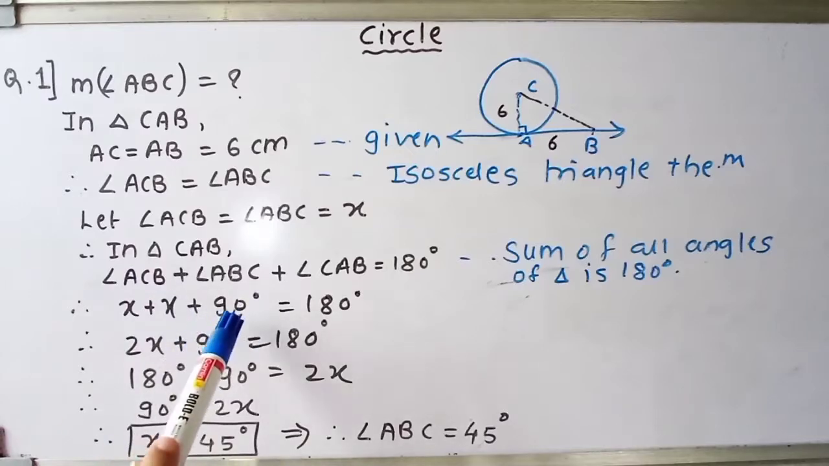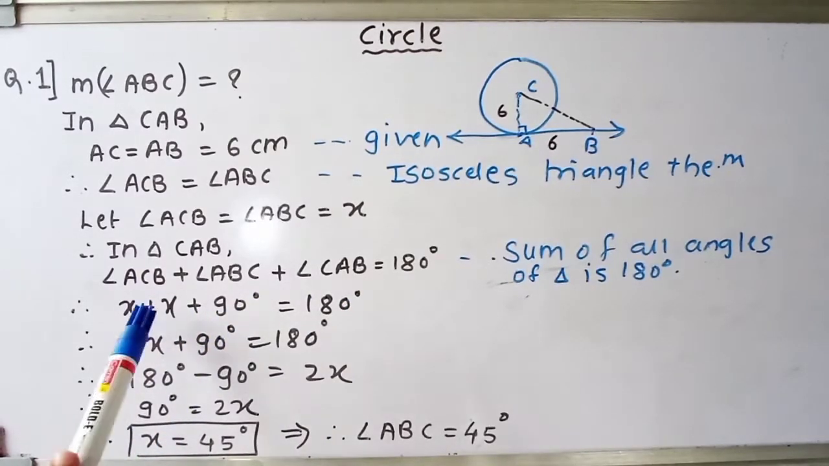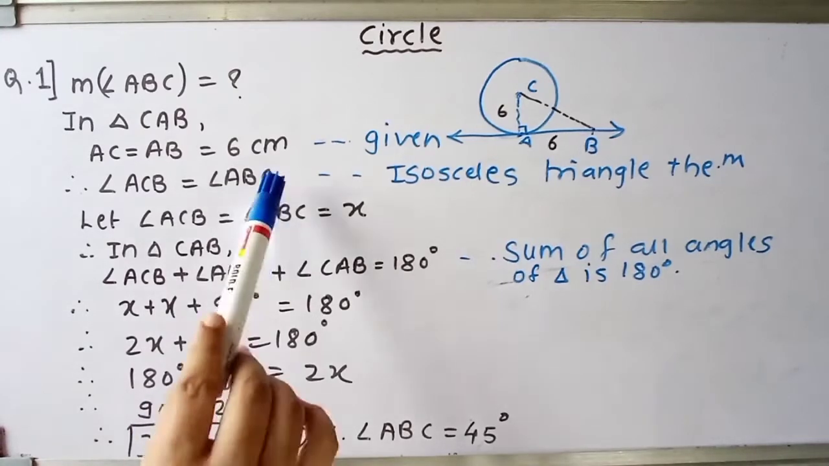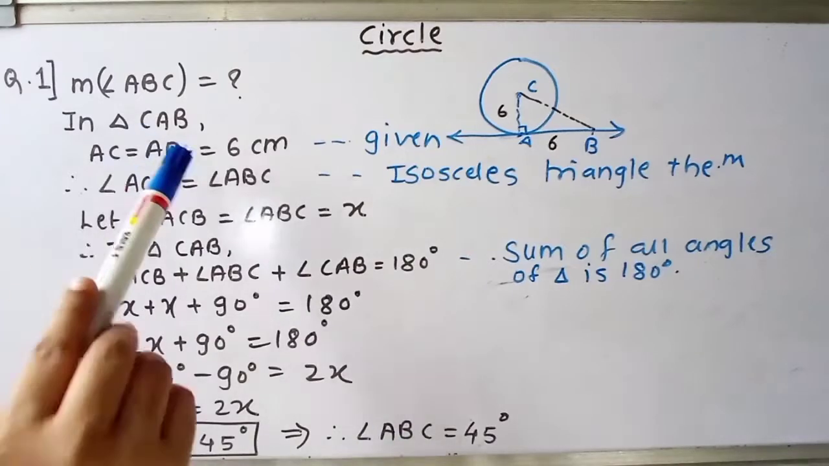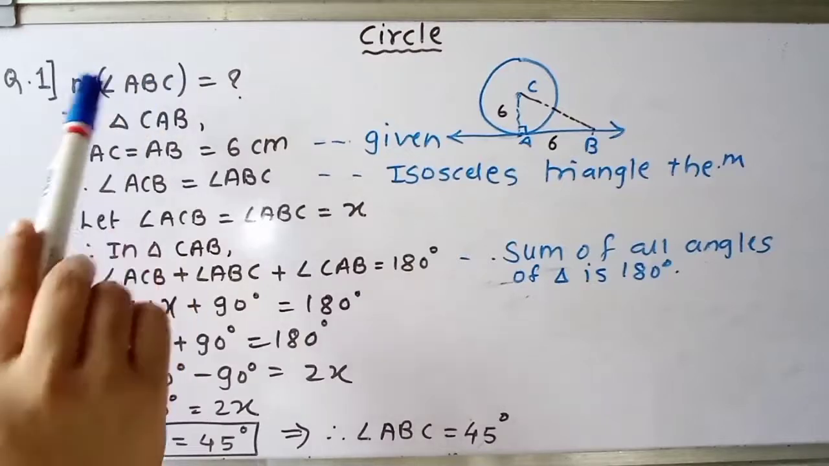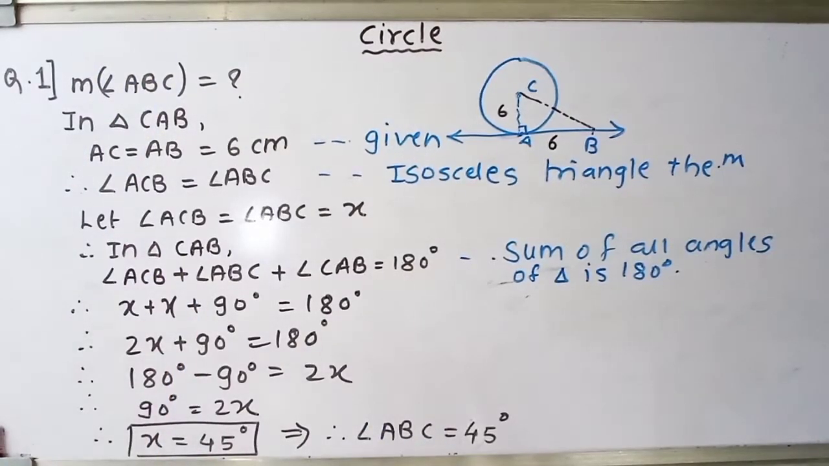We already know CAB is 90 degrees, so put the values. x plus x plus 90 degrees is equal to 180 degrees, that is 2x plus 90 degrees is equal to 180 degrees. Yes or no? Now subtract 90 from 180. You will get 90 degrees is equal to 2x. So x is equal to 90 by 2, that is 45 degrees. Therefore angle ABC is equal to 45 degrees. We had to find the measure of angle ABC, so it is 45 degrees. Is this question clear to you, students? Write it down in your notebook.